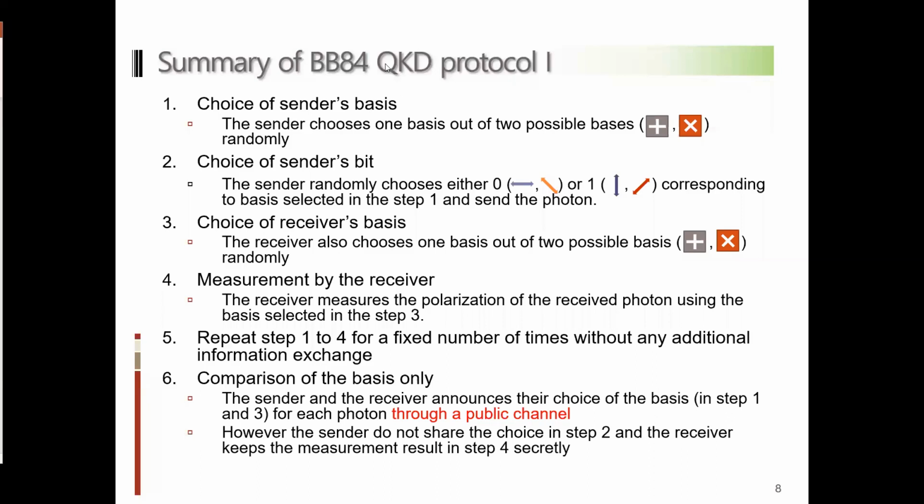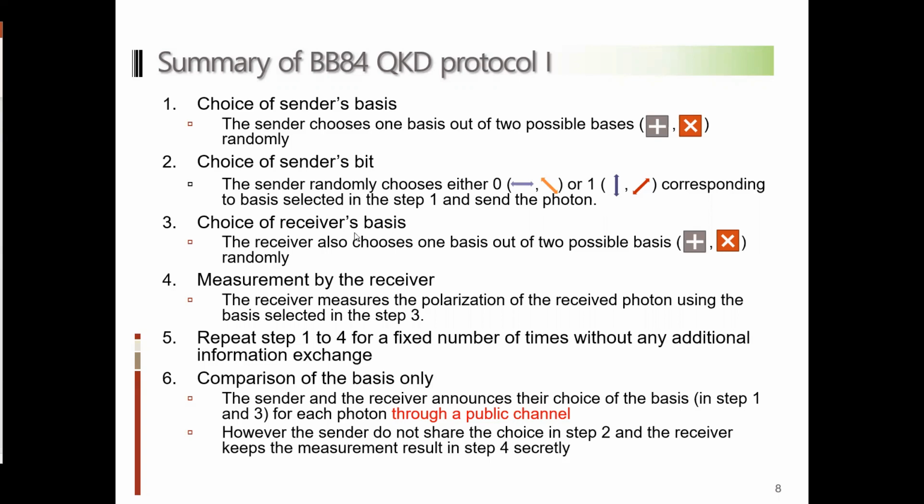So let me summarize the BB84 QKD protocol. The first thing Alice, the sender, does is decide what kind of basis she will use. She randomly chooses one basis out of these two possibilities for each photon, and she also decides what kind of random sequence she will send, either 0 or 1 for each time slot. Based on the combination of these two pieces of information, we choose one of these four possibilities.